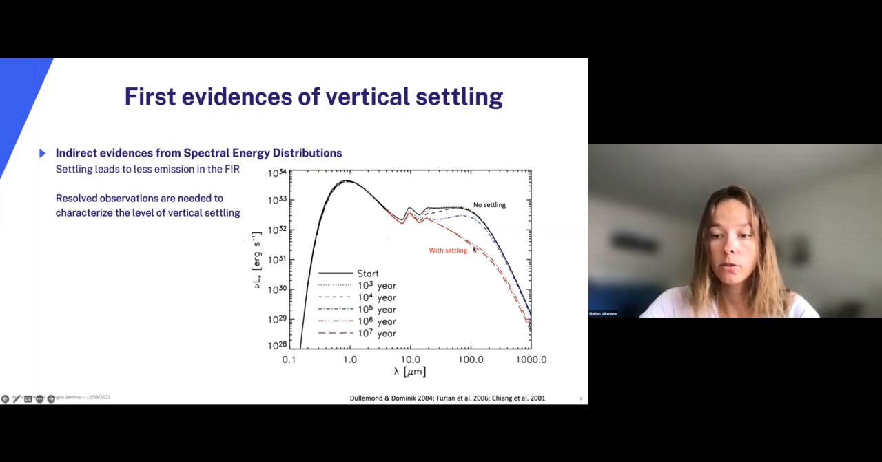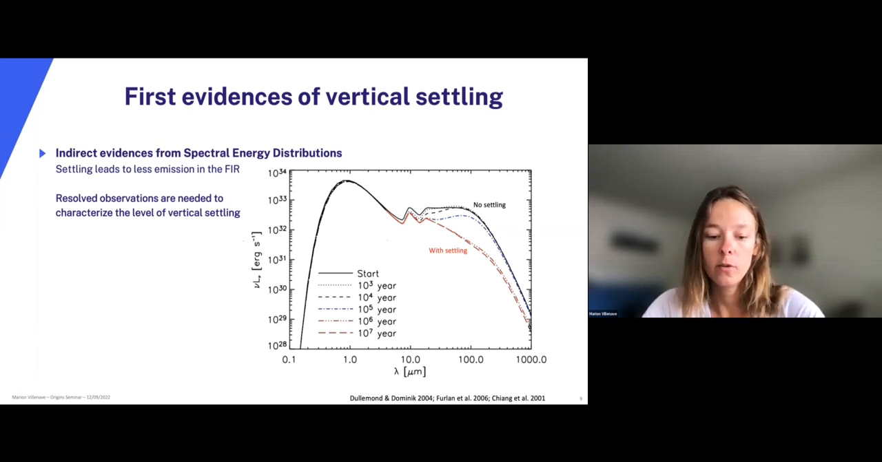And so these predictions were actually observed and confirmed in a very large number of systems based on spectral energy distributions. However, this shows that there is vertical settling, but spectral energy distributions are very degenerate with many parameters. So it's not possible just from the spectral energy distribution to evaluate what the actual level of vertical settling is. So to do so, we need direct observations.